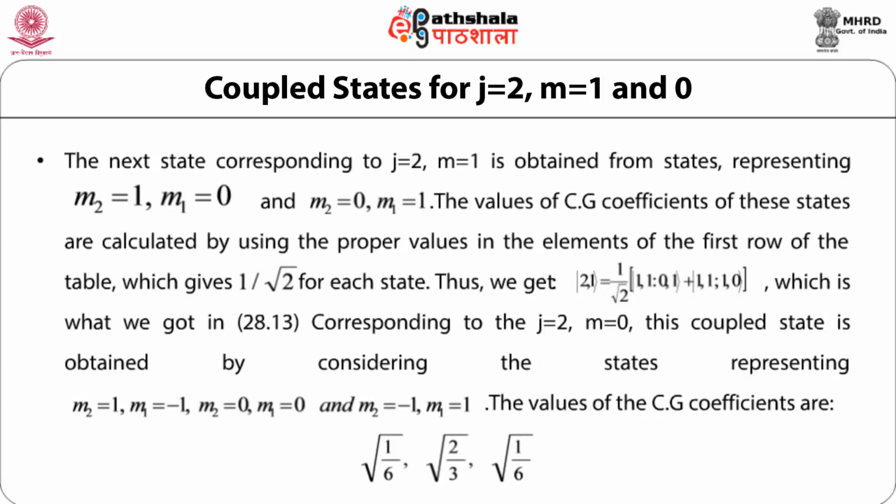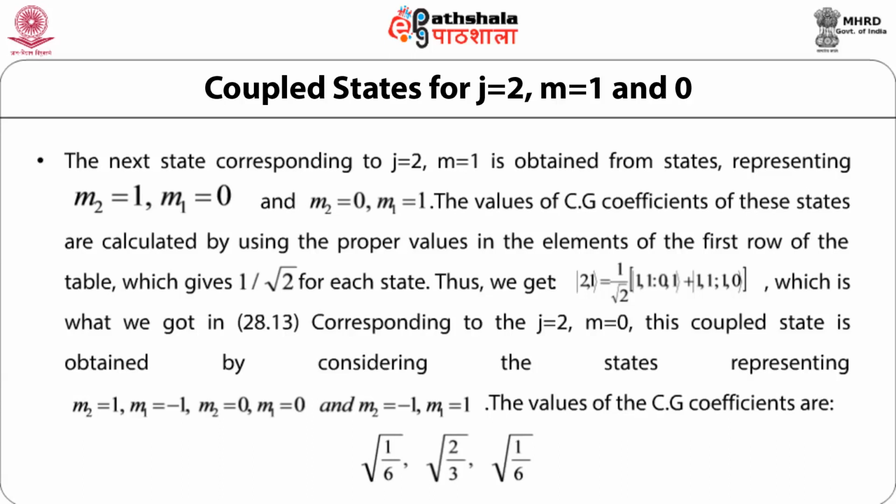Now corresponding to the other case, that is when the value of the total angular momentum j is 2 and the value of the magnetic quantum number m is 0, this coupled state is obtained by considering the states representing m2 equal to 1 and m1 equal to minus 1, that is one case, then m2 equal to 0 and m1 equal to 0, this is the second state, and the third state is m2 equal to minus 1 and m1 equal to 1.